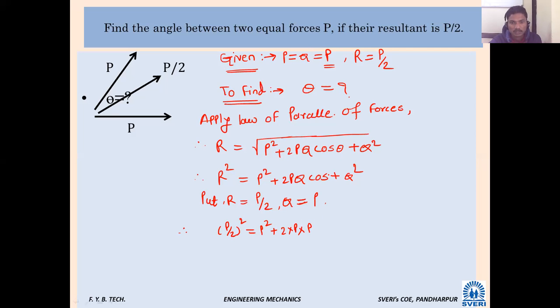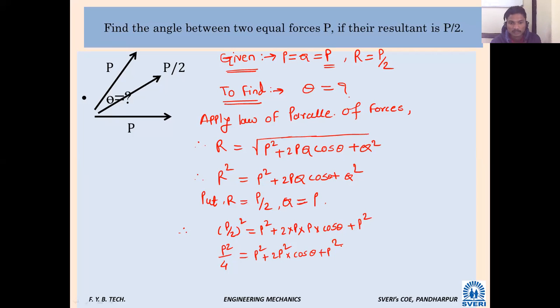Here theta is missing, theta into cos theta plus Q square, P square. Now just check what can be done. So it will become P square divided by 4 equals P square plus 2 P square into cos theta plus P square. Just check what can be done.